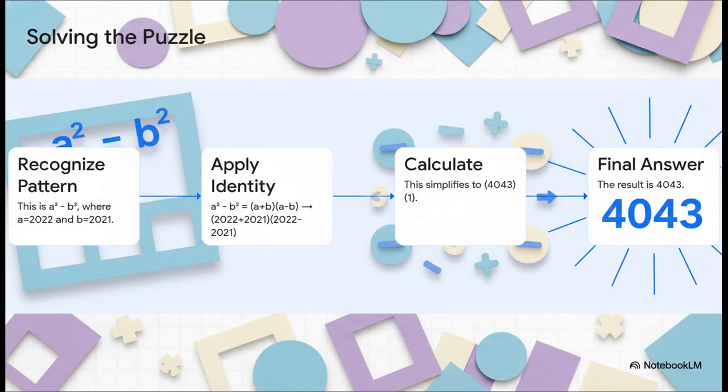Of course. It's the difference of two squares. It's our a squared minus b squared pattern, where a is 2022 and b is 2021. So let's use that identity backwards. This whole thing becomes (a minus b) times (a plus b). Let's plug in the numbers. That's (2022 minus 2021) times (2022 plus 2021). Well, the first bracket is just 1, and the second is 4043. So what's 1 times 4043? It's 4043. And just like that, we're done.